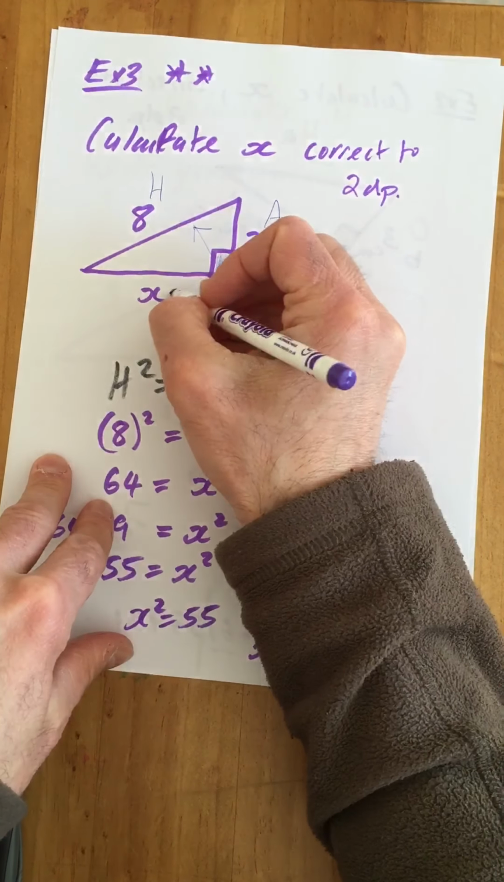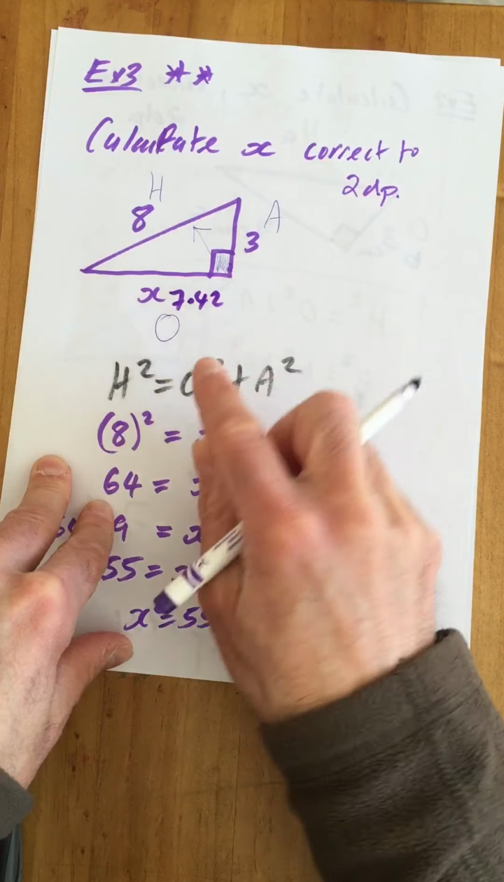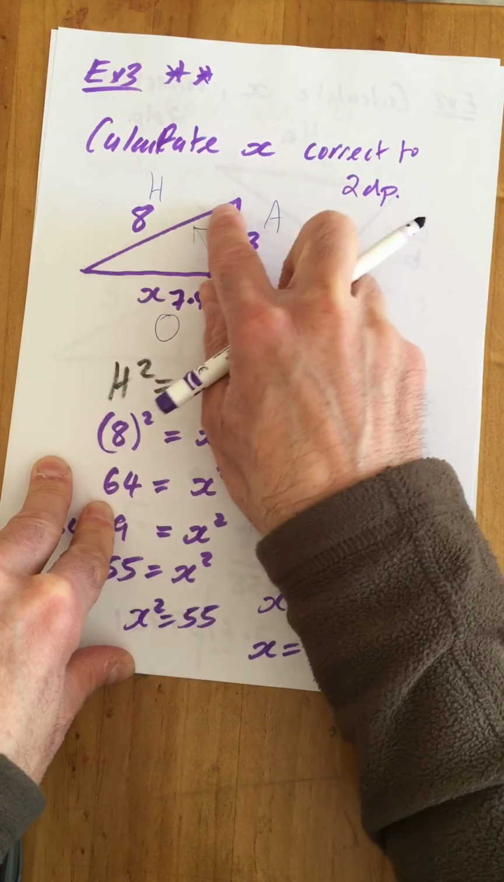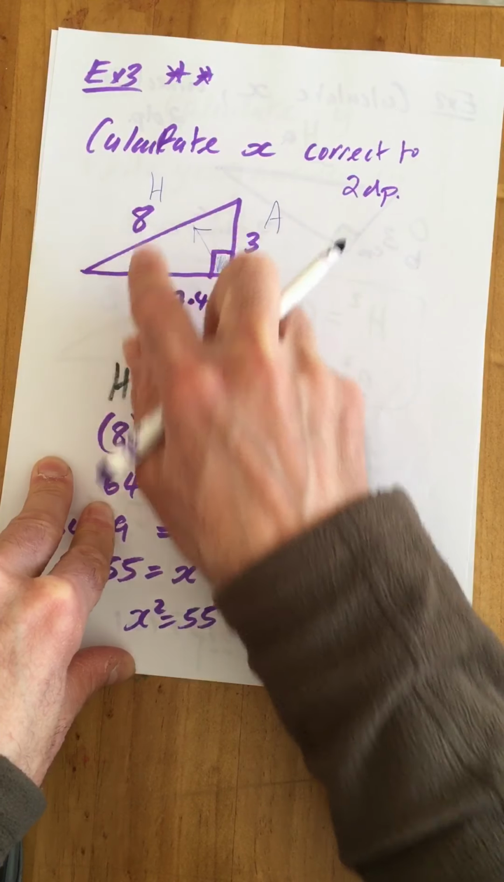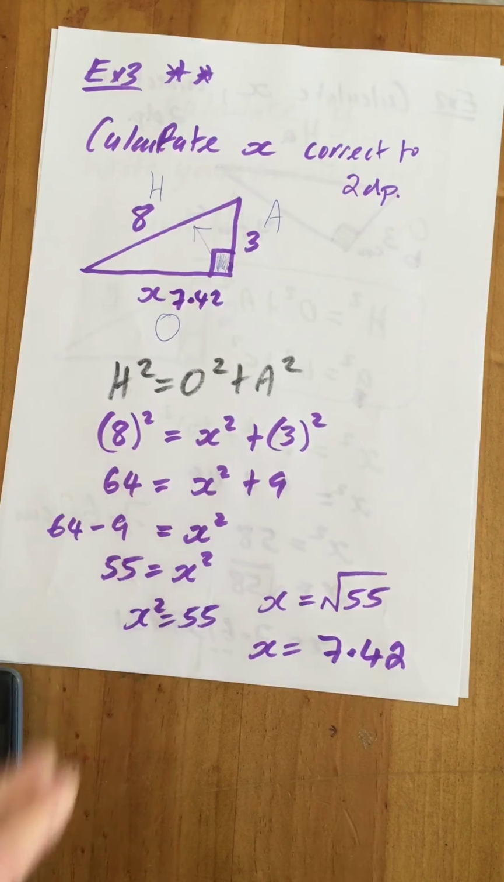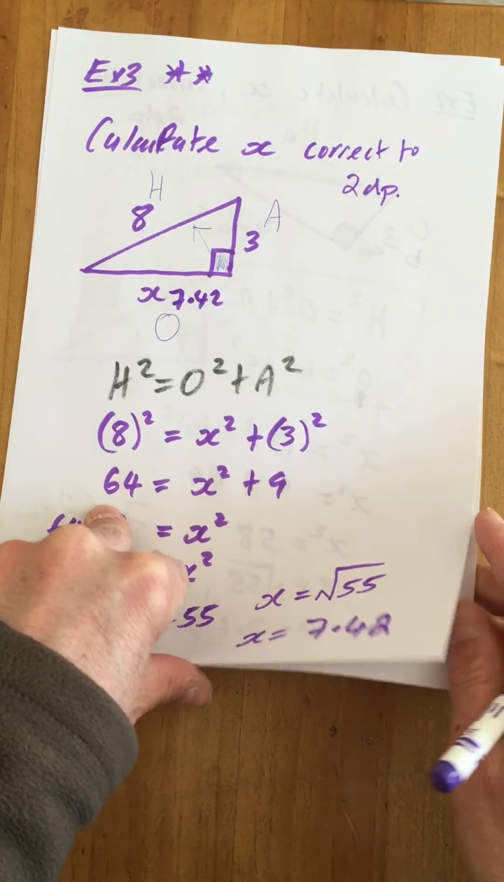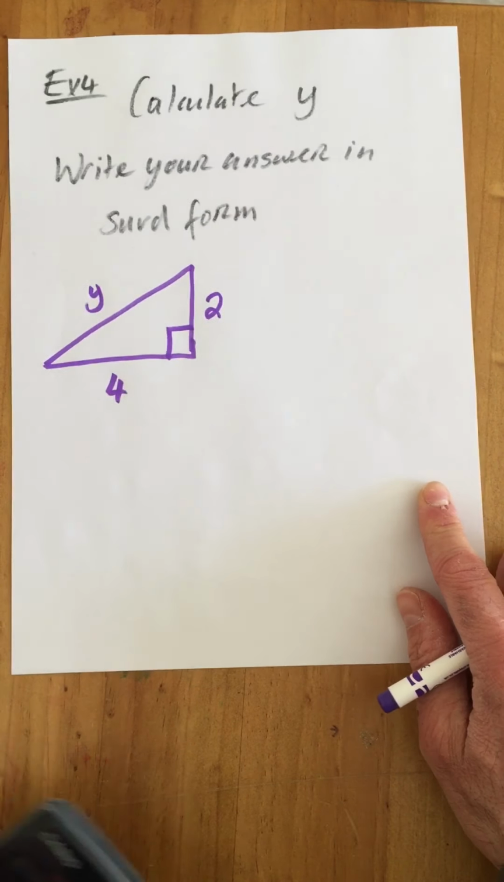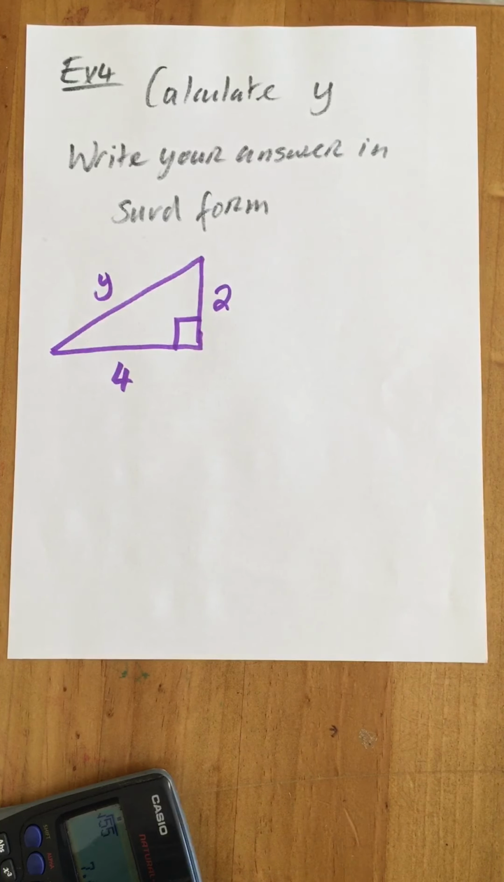And I can always update my picture if I want and put in the new information. It should make sense because the hypotenuse should be the longest side, and 7.42 is shorter than 8, so I'm happy with that. So that's example 3. Now, one last example of Pythagoras' theorem.